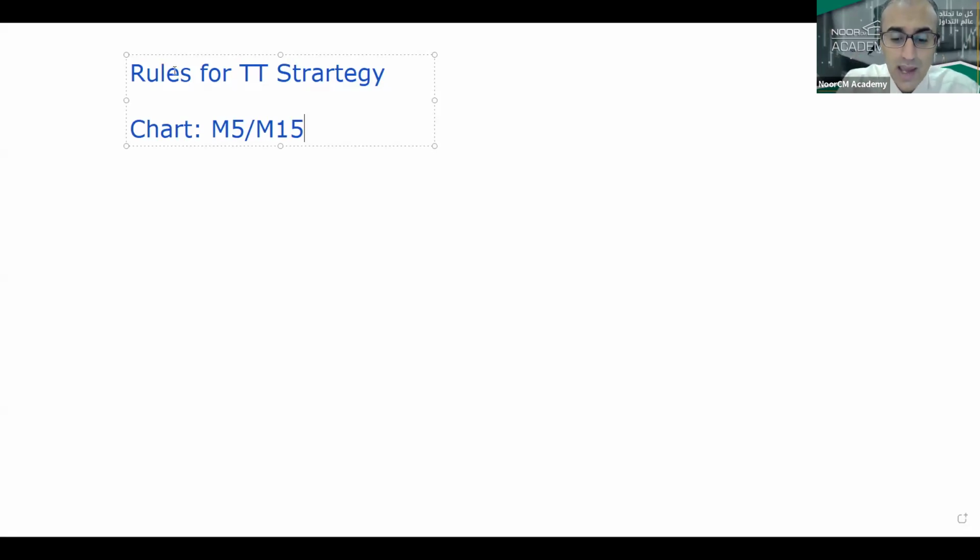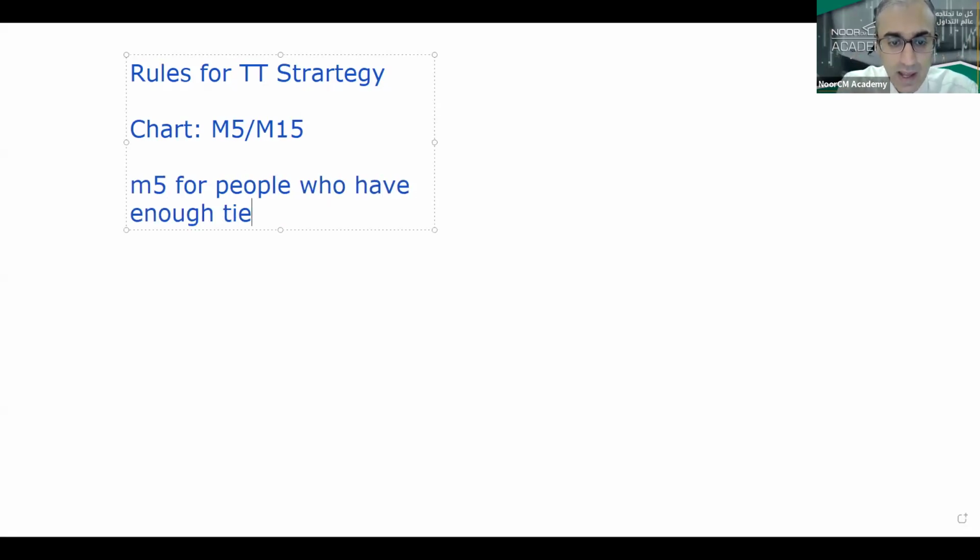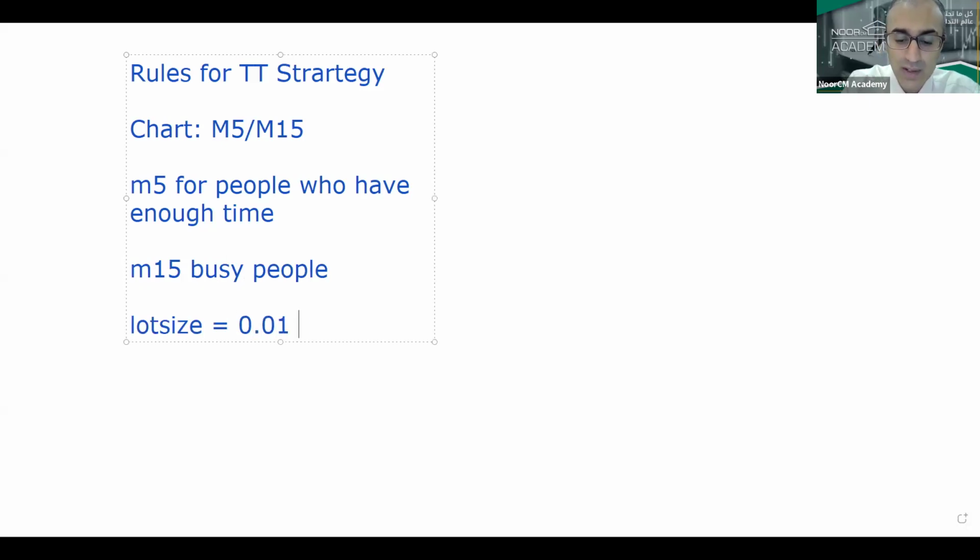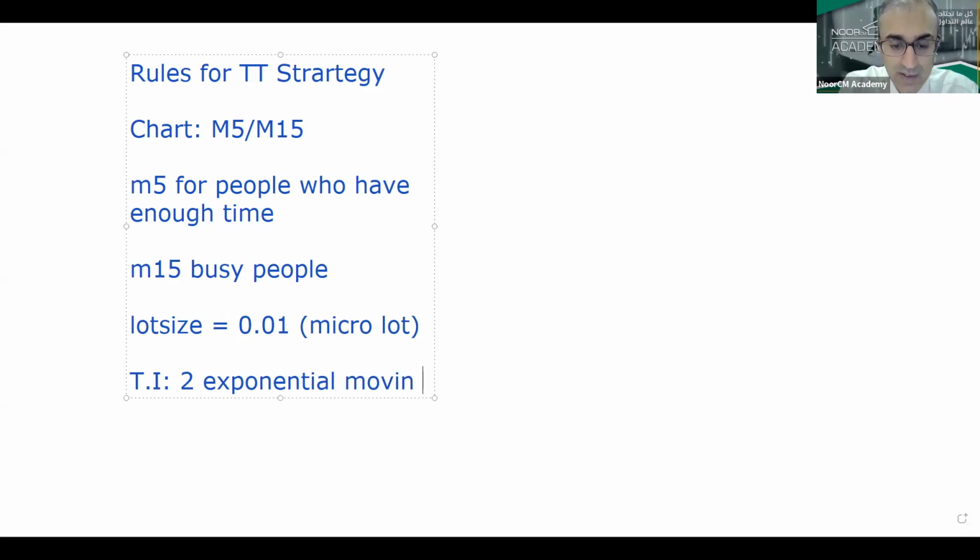So the chart, you need M5 for people who have enough time and M15 for busy people. Lot size is 0.01 micro lot. So what are the technical indicators that you require? You need 2 exponential moving averages. What are these moving averages? You need a 5 EMA and you need a 30 EMA.